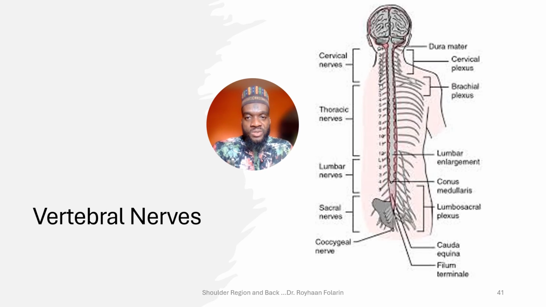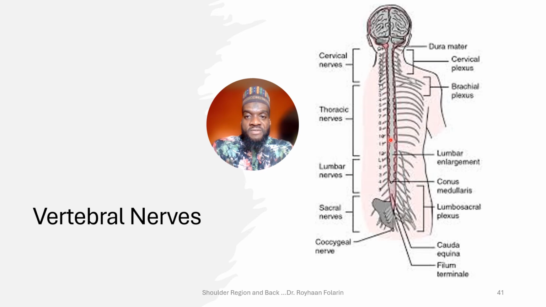Nerves as well. So you have cervical nerves, thoracic nerves, lumbar nerves, and sacral and coccygeal nerves. Do not forget that the conus medullaris is where the spinal cord ends within the vertebral column, and then you have some fibers emanating from this, known as the cauda equina, which terminates as the filum terminale.